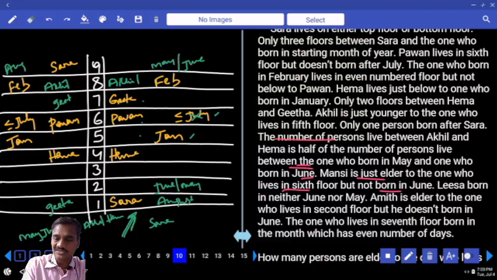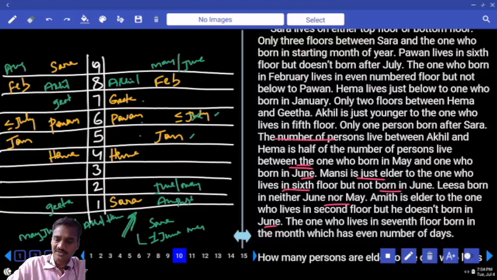And Mansi is just elder to the one who lives on the 6th floor. And Lisha was born neither in June nor in May. Amit is elder to the one who lives on the 2nd floor, but he was not born in June. As Amit is elder to the one who lives on the 2nd floor, Amit is not in the month of June.